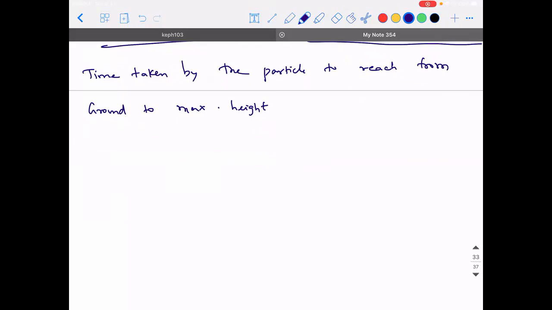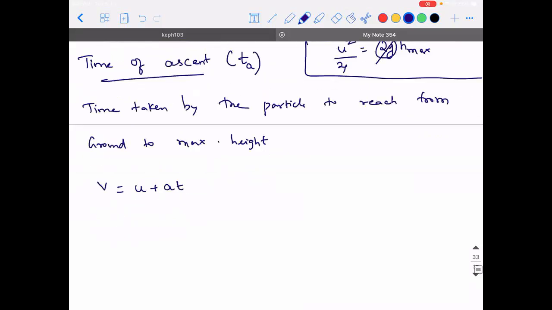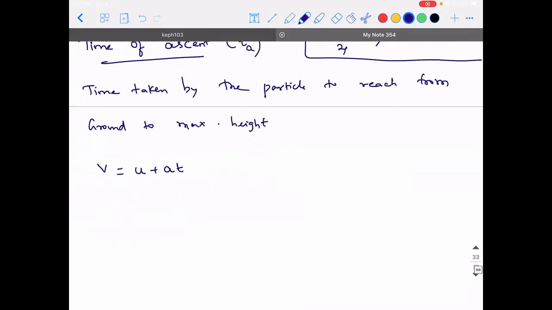So, time of ascent is the time taken by the particle to reach from ground to the maximum height in the ascending order, while it is going from down to top. So, I'm using the formula v is equal to u plus at. Guys, listen to this carefully. I am able to use the equations of motion because the object is moving under a constant acceleration of how much value? 9.8 meters per second square. Yes. Or else I couldn't have used this. I definitely need to go for calculus.